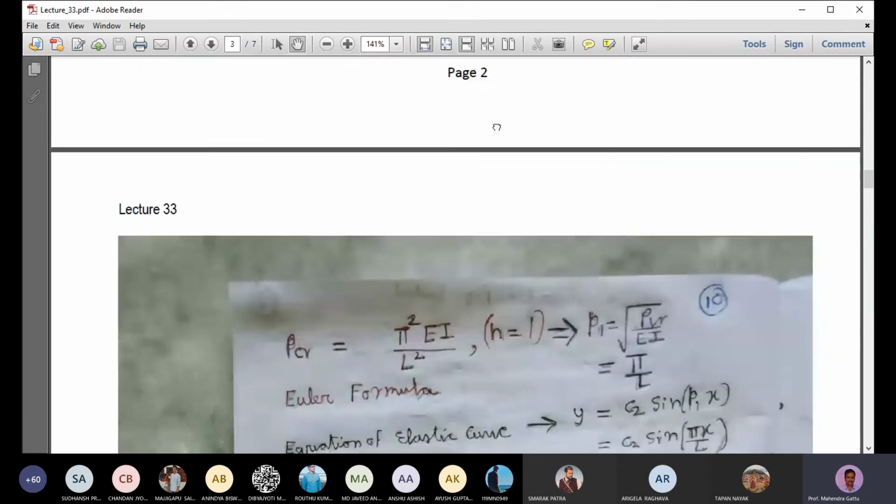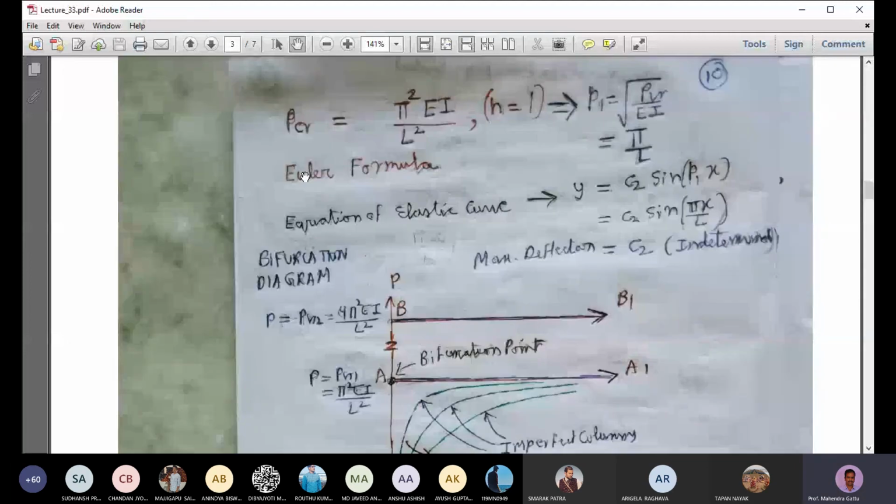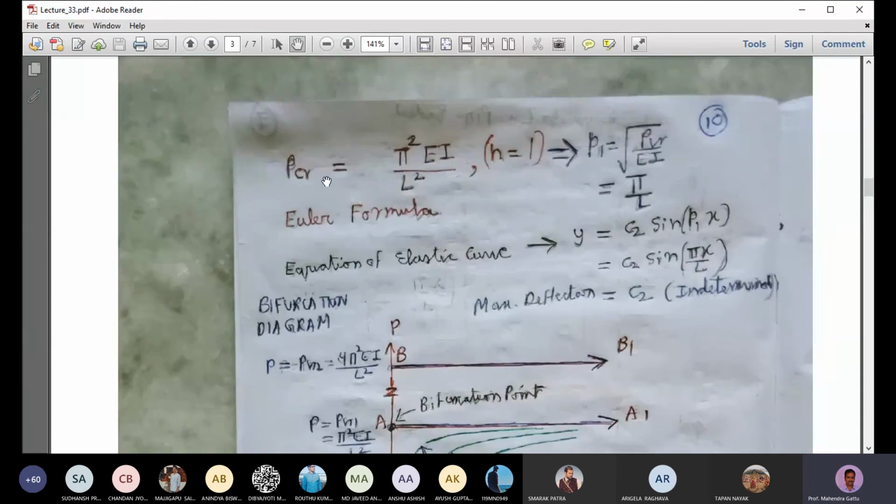If you use n is equal to 1, we get the P critical, which is π²EI/L². So we're substituting n is equal to 1, so n square is 1, and we get π²EI/L². This formula is called the Euler formula. It gives the critical buckling load for the column. I think it was discovered by Euler, one of the greatest mathematicians of all time. So he has got this formula π²EI/L².